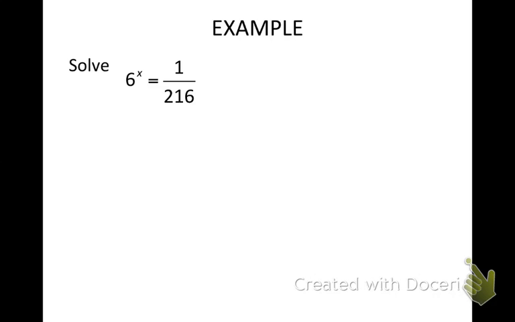Well, since my base here is a 6, I need my base over here to be a 6. So I need to figure out 6 to what power is 216, which is 6 to the third power. But since it's 1 over 216, I need it to be to the negative 3 power. So I'm going to rewrite that 1 over 216 as 6 to the negative third power equals 6 to the x. So what does x equal? x equals negative 3.